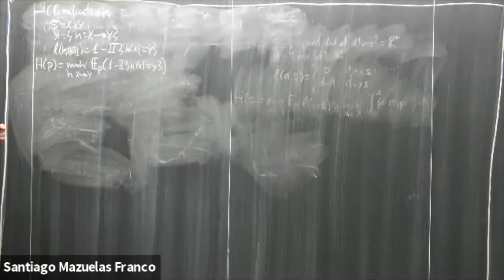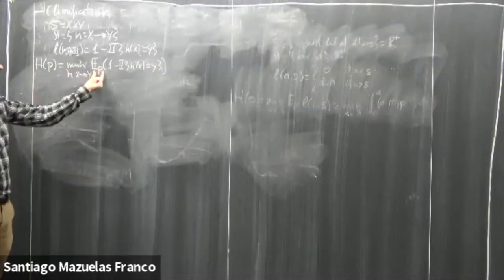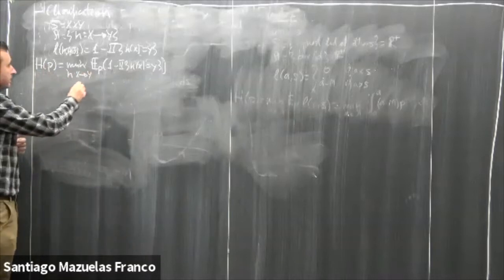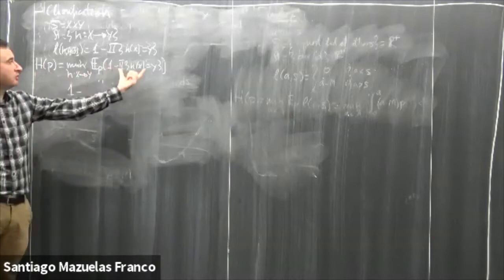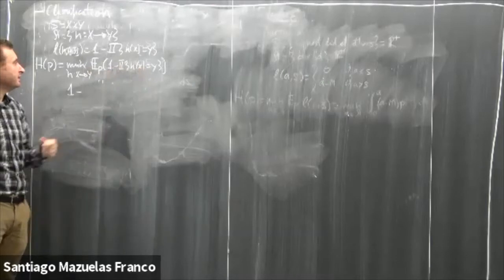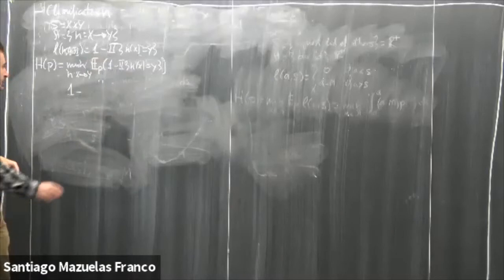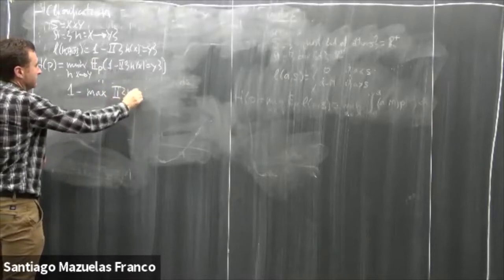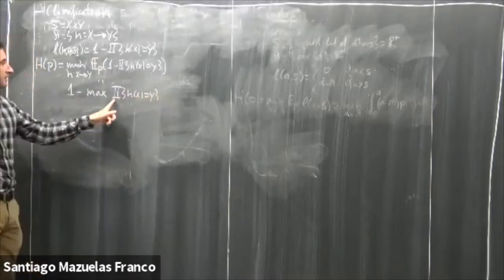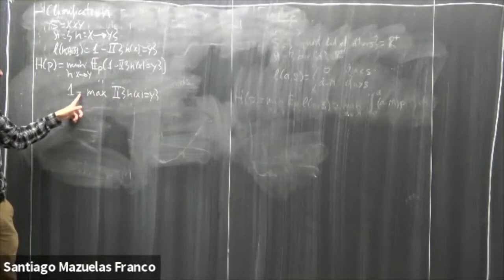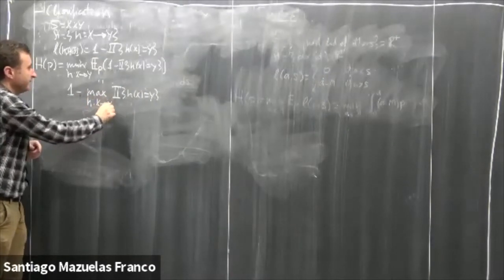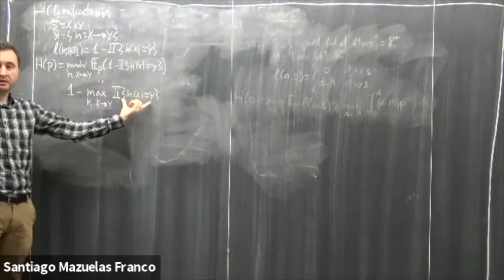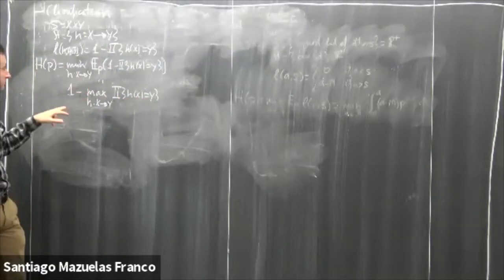What's the easiest way to go about this? Well, the expectation of one is one, and the constants we can take out of the optimization, so this is the same as doing one minus the minimization of the negative of this indicator function. So minimizing a negative number is the same as changing the sign and maximizing. Minimizing a negative number is the same as maximizing its absolute value.